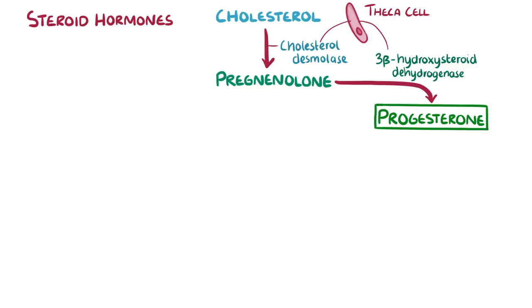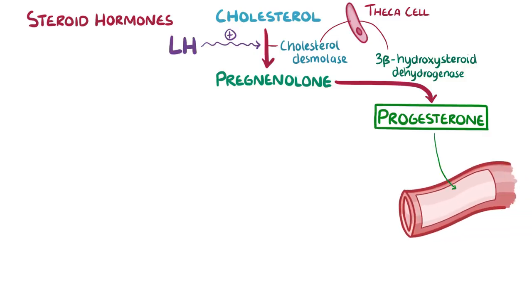Now this is where the pituitary gonadotropins come into it, because LH, if you remember that old chestnut, stimulates the proliferation of theca cells, and so it makes cholesterol desmolase convert more cholesterol into pregnenolone. So overall, LH actually stimulates progesterone production.